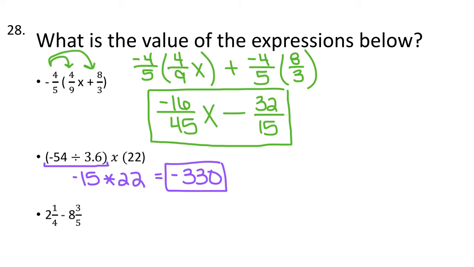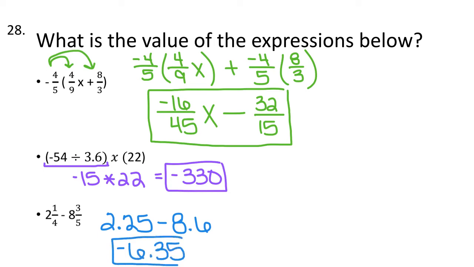Our last problem on this slide is subtracting two mixed numbers. You may work this as fractions or you may work this as decimals. And this problem is great to work as a decimal because they both have terminating decimals. 2 1/4 is equal to 2 25/100. And we're going to subtract from it 8 3/5. And in decimal form, that is 8 6/10. And when I subtract this, I get negative 6 35/100.